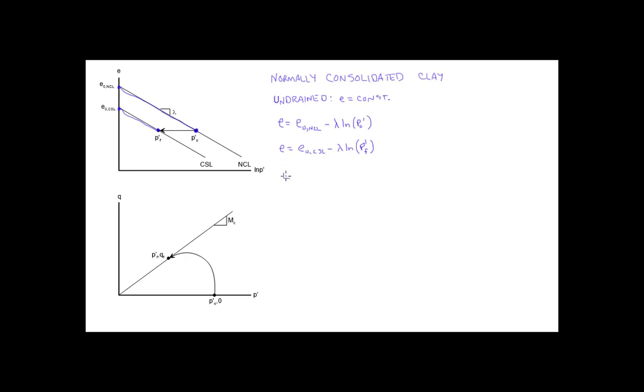Okay, now we can equate these two expressions because for undrained loading, the void ratio is going to be a constant number. And so you end up with e0 NCL minus lambda ln p0' is equal to e0 CSL minus lambda ln of pf'. We can then do a little bit of algebra to isolate the pf' term, and we find that pf' is equal to p0' times the exponential of (e0 CSL minus e0 NCL) over lambda.